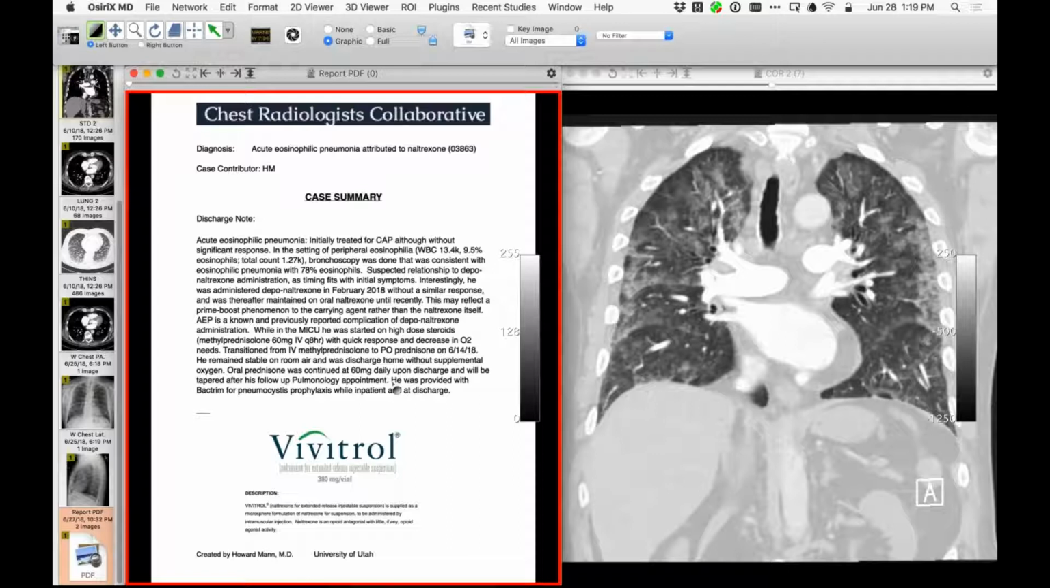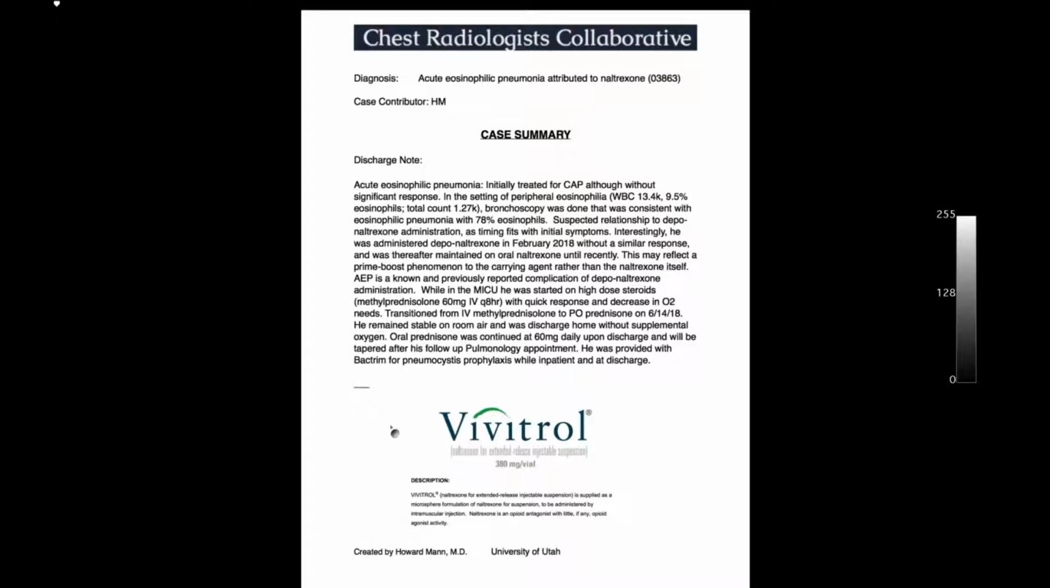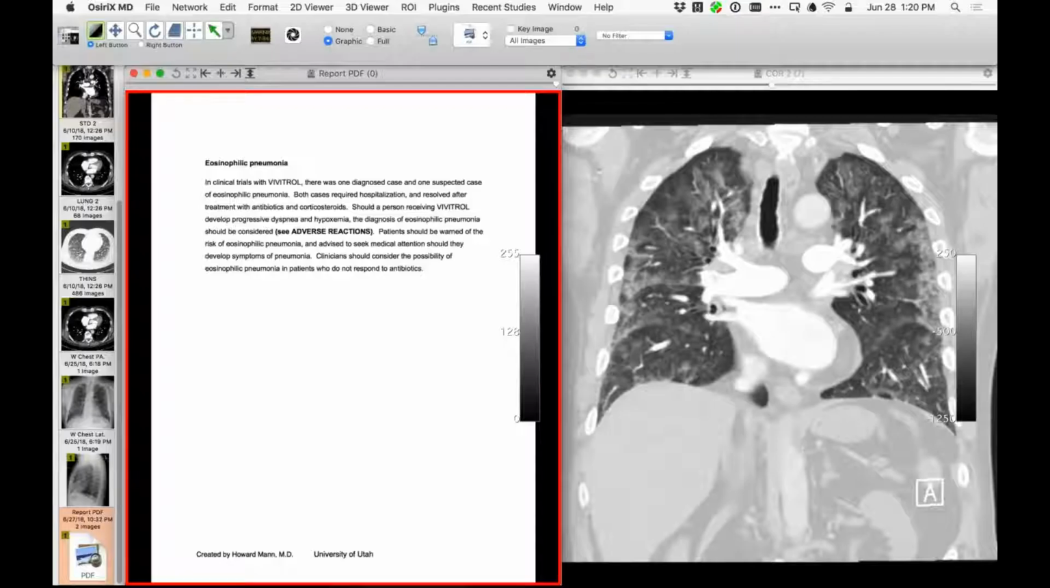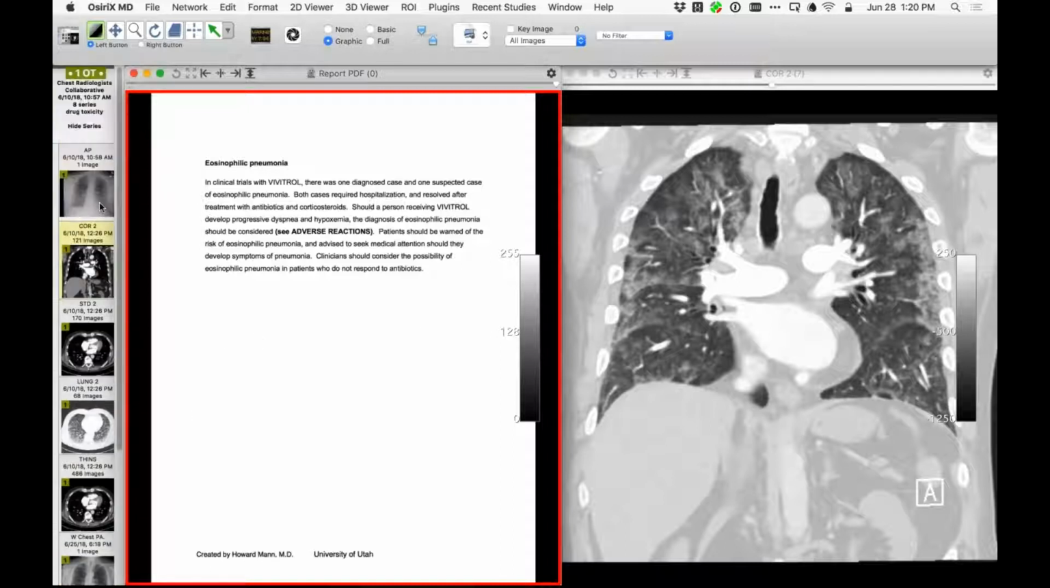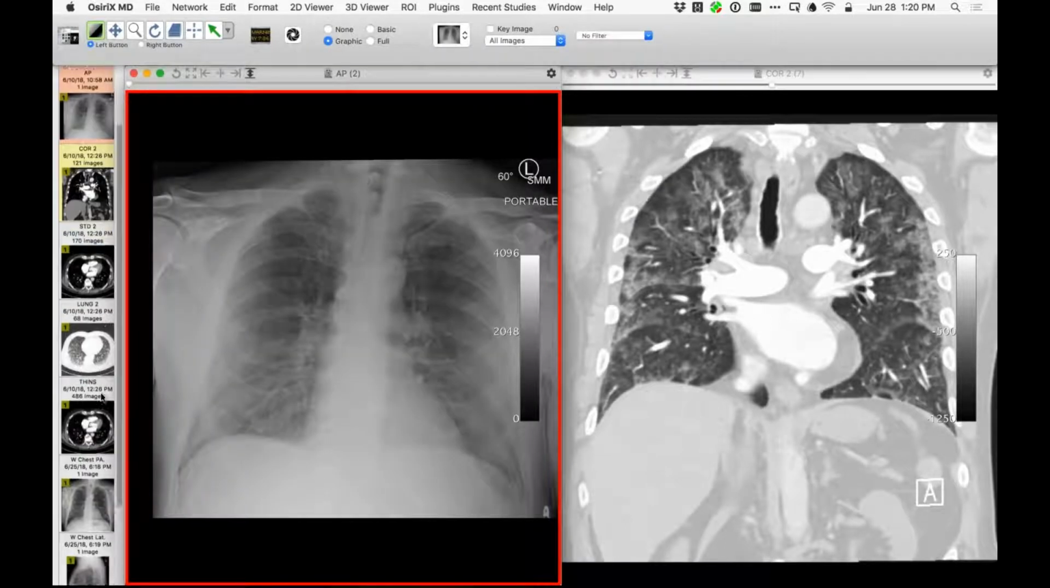So naltrexone is sometimes given to people with drug abuse. It's supposed to reduce, for example, the euphoric effects of opioids and opioid kind of antagonists. And I did find, this is from the FDA package labeling for the drug Vivitrol, here is a portion of it that I just did a screenshot of. And in the trials, there was one diagnosed case and one suspected case of eosinophilic pneumonia attributed to this. So whether it's the actual molecule or something in the formulation that produces that.